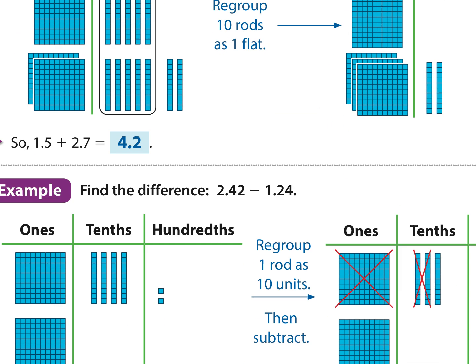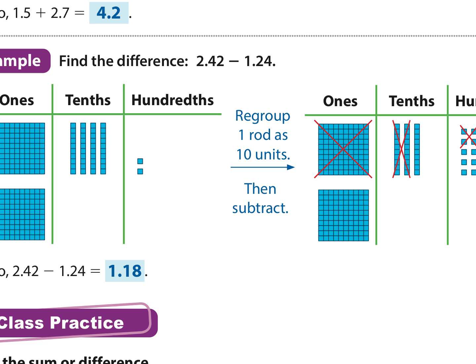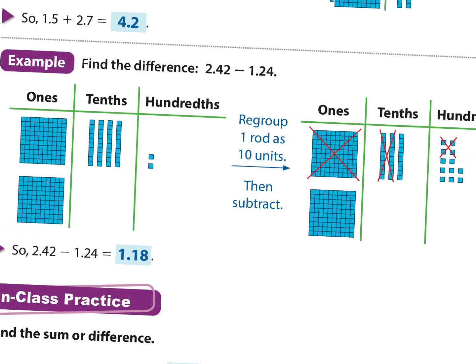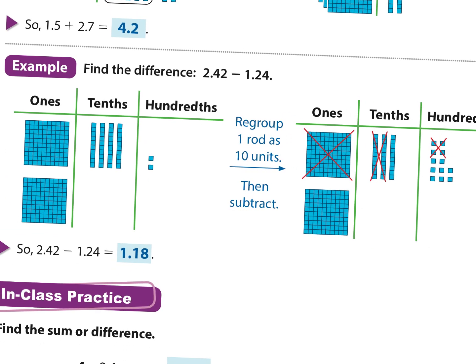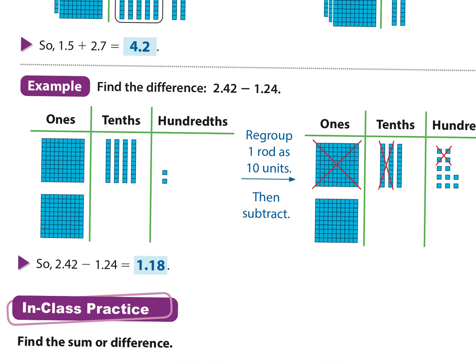Okay, let's look at another example. This one's similar, but we're subtracting. On this subtraction one, it just wants me to find the difference. I'm still given very similar models. This is representing my first decimal. I have 2 wholes, 4/10 and 2/100. That is putting together this decimal here.